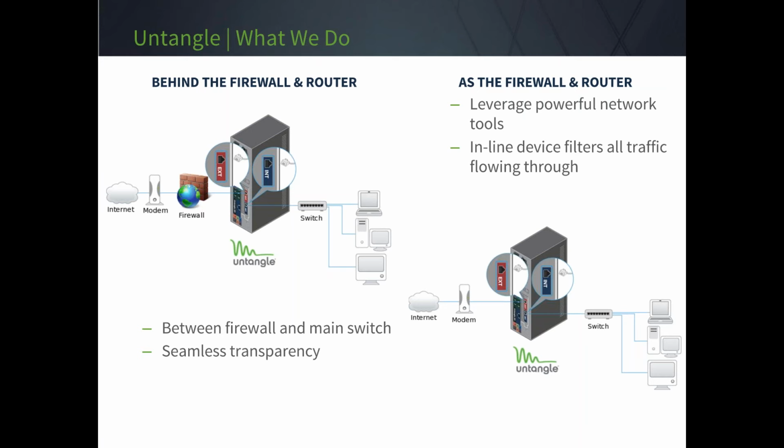Simply put, Untangle sits behind it. Excuse me, I already mentioned the bridge mode, I apologize. Use the Untangle as your firewall router, and also use this as your filter. So on the right-hand side of your screen, you see us in a router firewall setup mode. This allows you to still leverage powerful network tools. However, it's still in line and it has to filter all of the traffic, and the traffic has to flow through it in order for us to work.